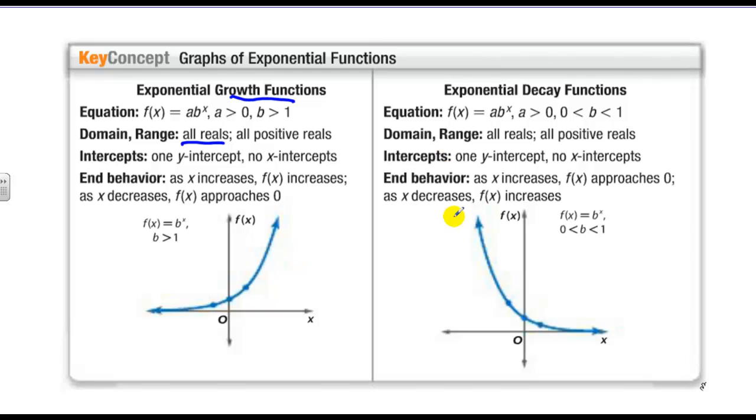If this function drops, we say it's a decaying function, and typically in this case, the b value, or the base, will be a fraction between 0 and 1.